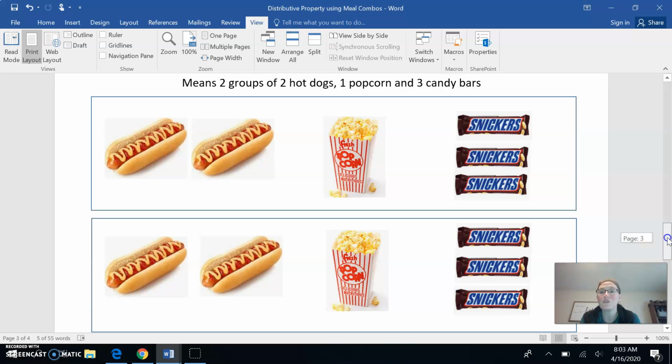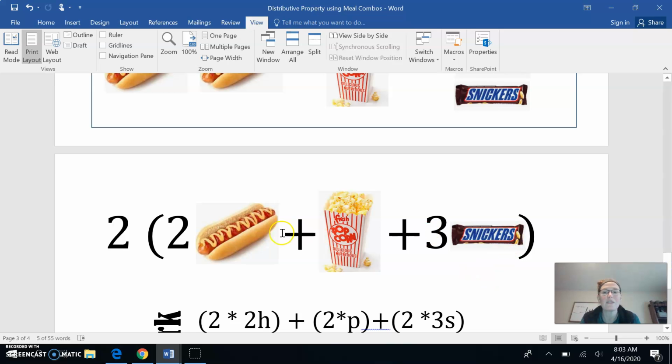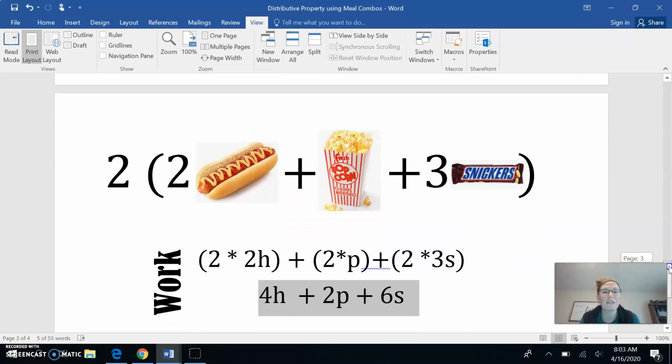So distributive property, be fair. Pass out to everything. Remember that the number on the outside is telling you how many groups you have. The stuff on the inside is telling you how much is in each group. Hopefully that helps as you go to practice the problems a little bit today so that you can see what is actually happening.